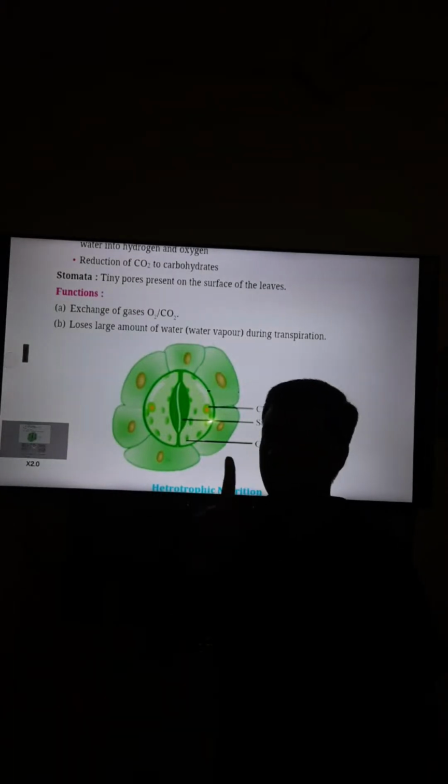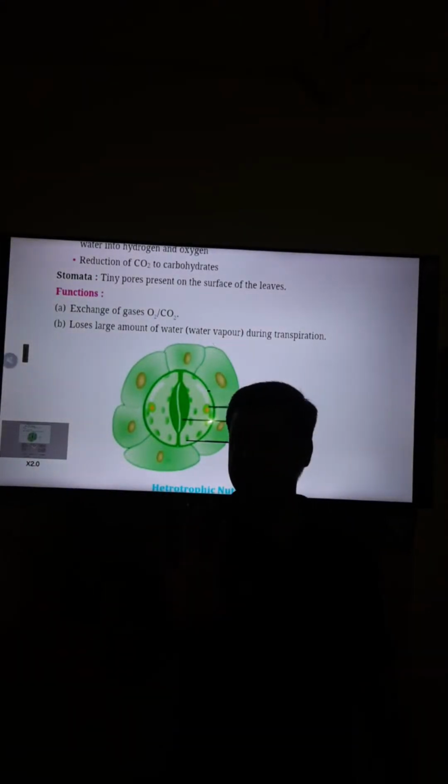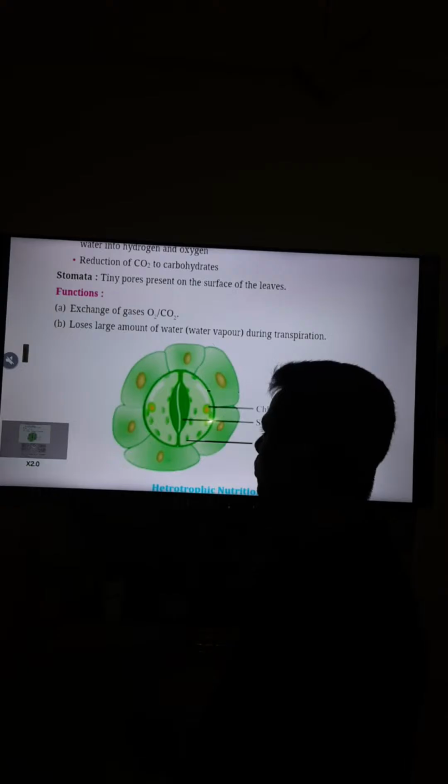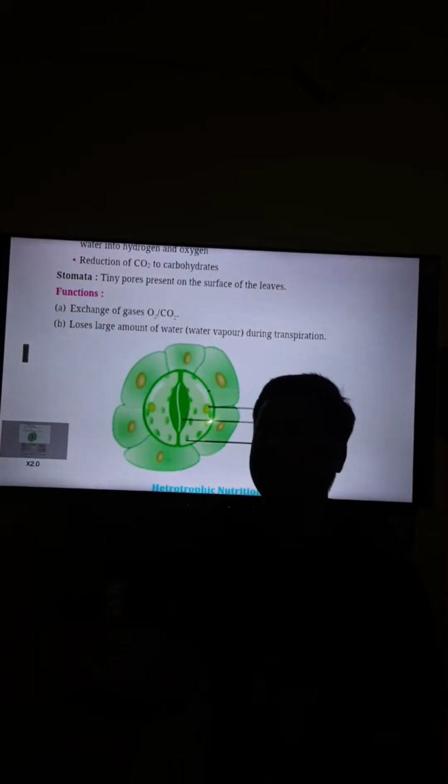The functions of stomata: first one, exchange of gases. Second one, transpiration. If you write this much, you will get full marks. Exchange of gases we know: oxygen and carbon dioxide. Plants take oxygen during night time and release carbon dioxide. During daytime, when sunlight is present, they absorb carbon dioxide and release oxygen. Exchange of gases takes place in plants. What do you mean by transpiration? The plants lose excess amount of water into the atmosphere in the form of gas.